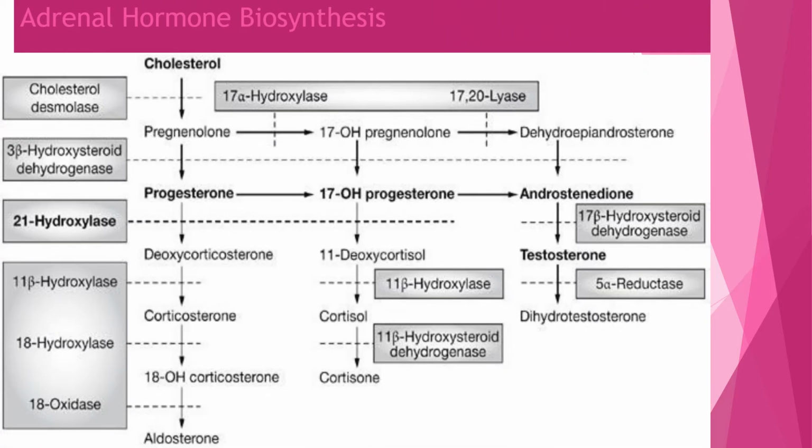When we see adrenal hormonal synthesis, the basic material that is needed is cholesterol. From cholesterol, different pathways and different enzymes are involved to give aldosterone, cortisol, and dihydrotestosterone, as you see on the image.